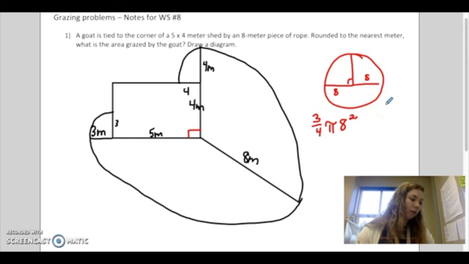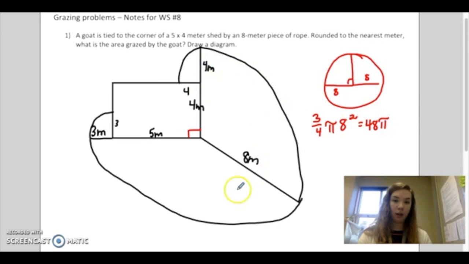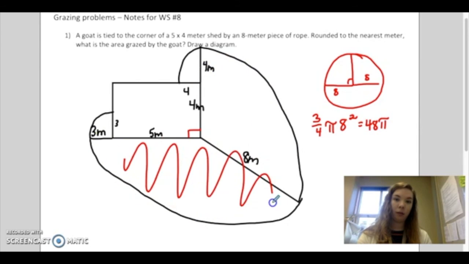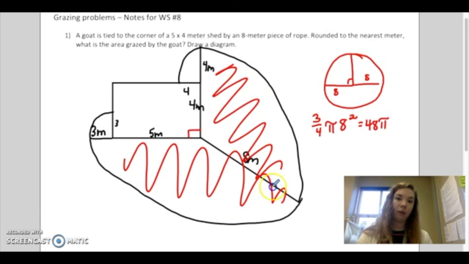Okay, we're going to go ahead and use exact form today. So 8 squared is 64. 64 times 3/4 is 48. So this would be 48 pi for this big area here. Okay, I still have to find these two smaller areas, which are 1/4 of a circle each.